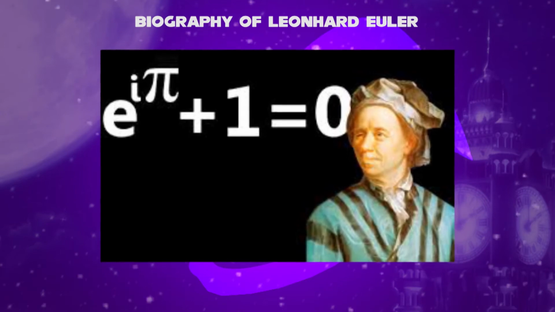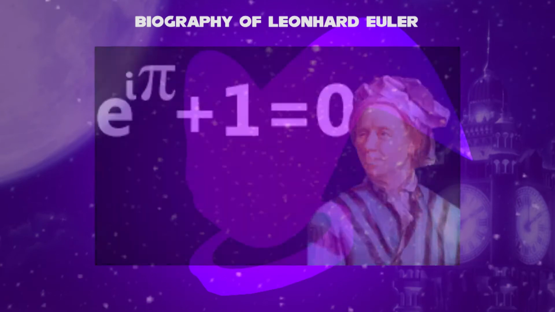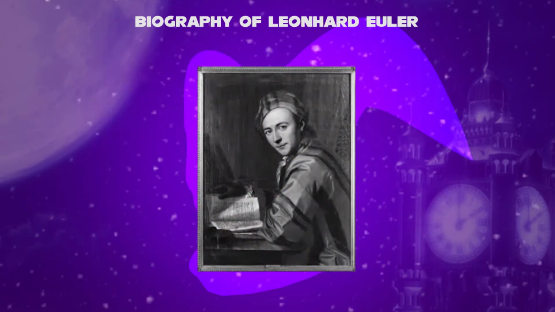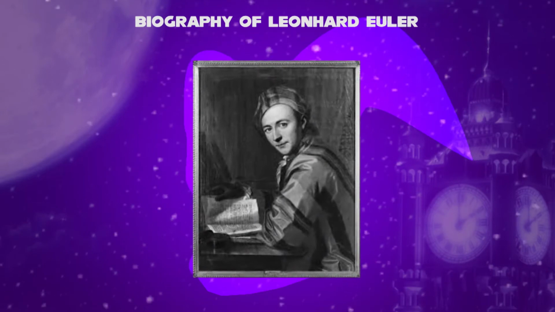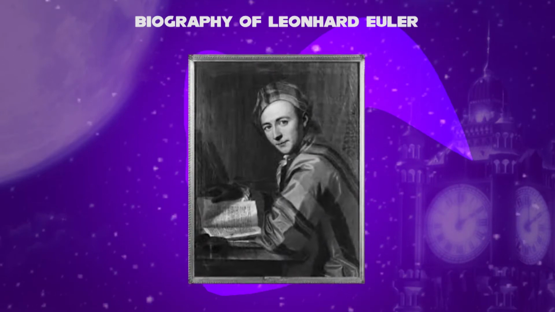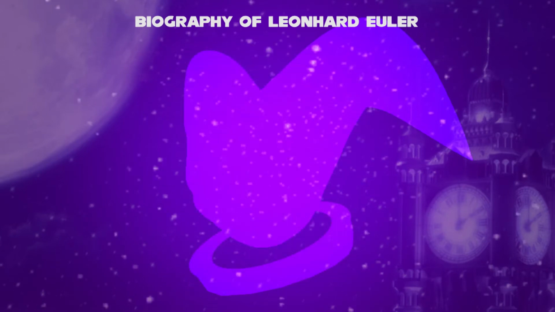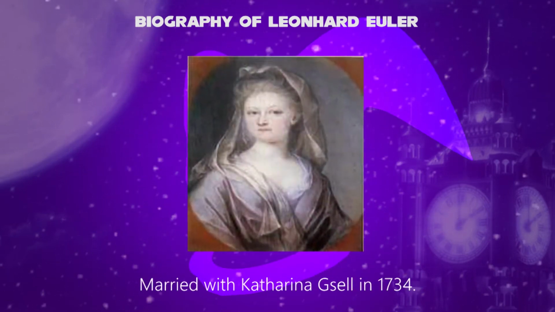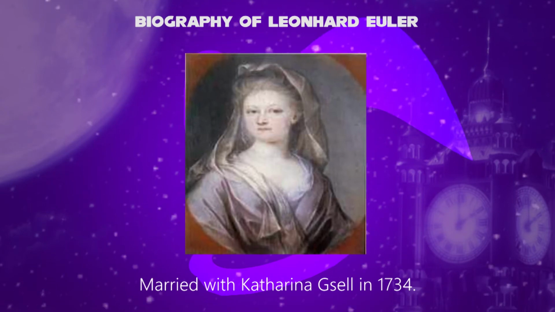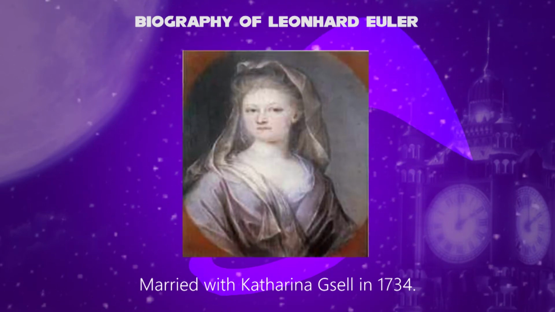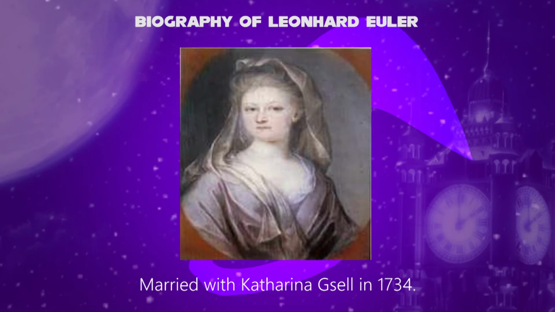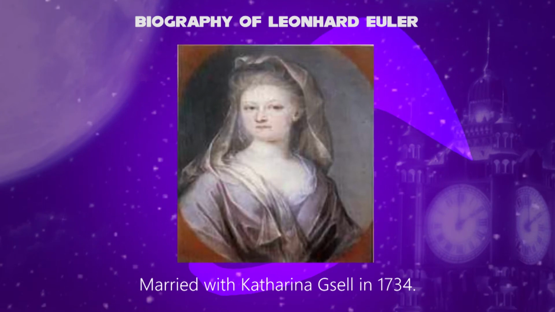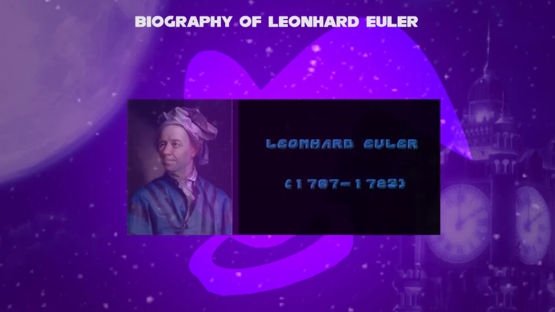During that time, he was receiving Saturday afternoon lessons from Johann Bernoulli, who quickly discovered his new pupil's incredible talent for mathematics. On the 7th of January, 1734, he married Katharina Gsell, a daughter of Georg Gsell, a painter from the Academy Gymnasium. The young couple bought a house by the Neva River. Of their 13 children, only 5 survived childhood.